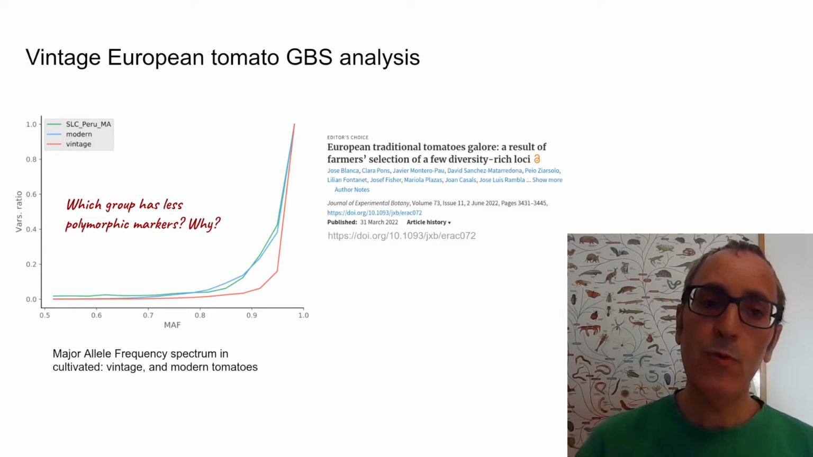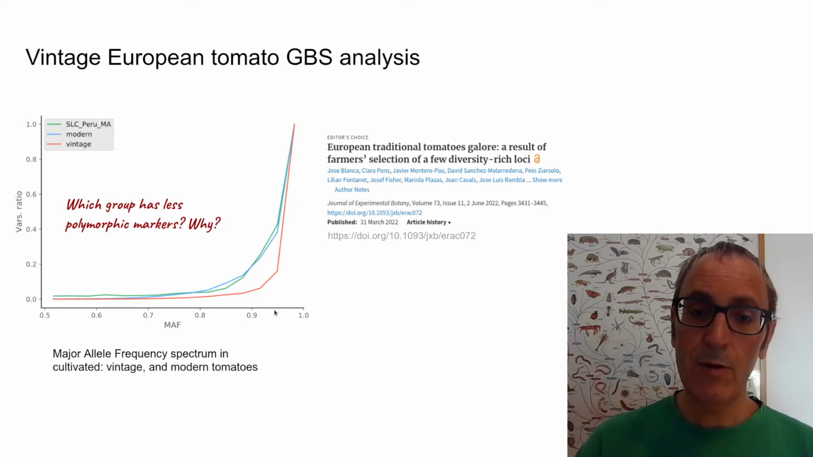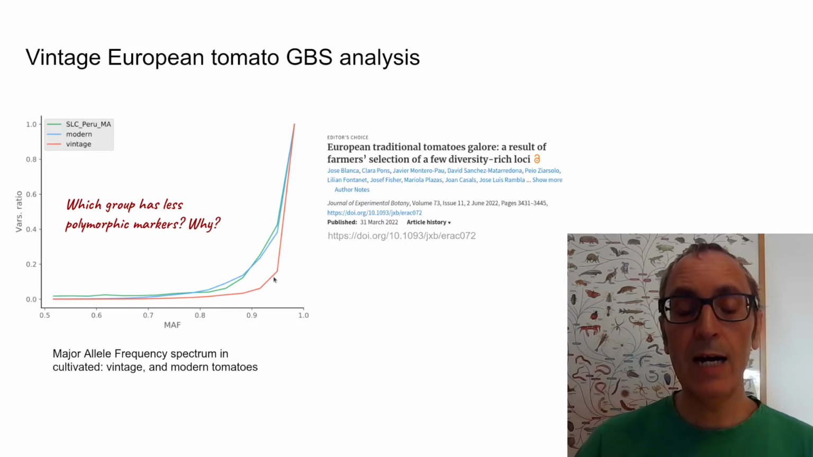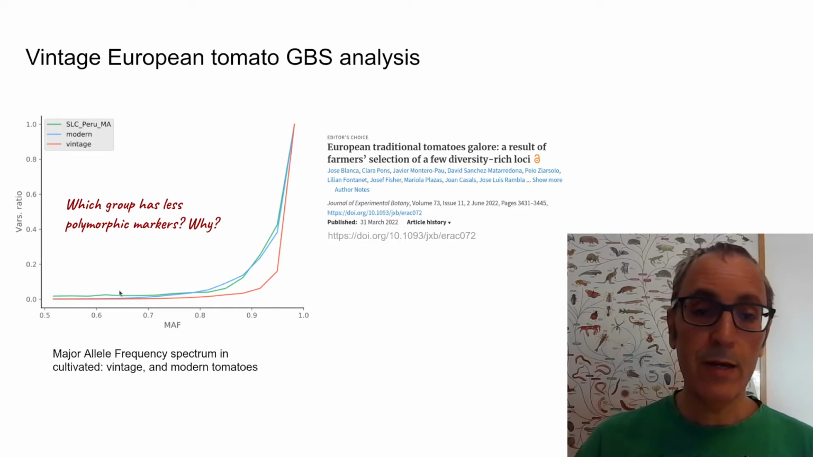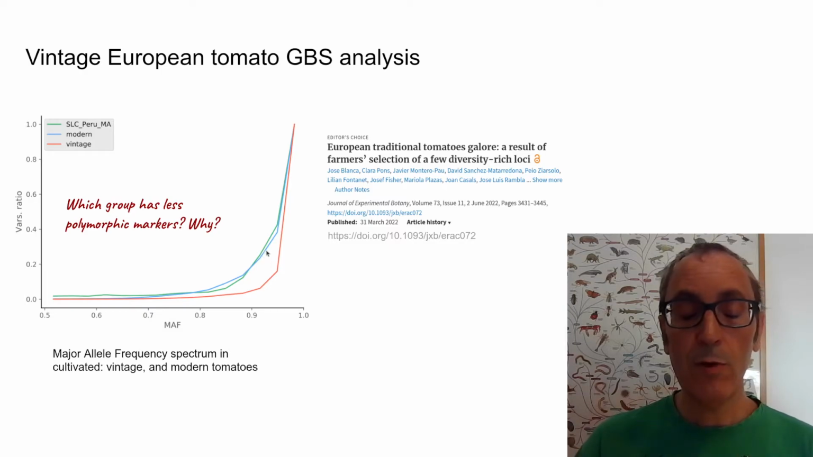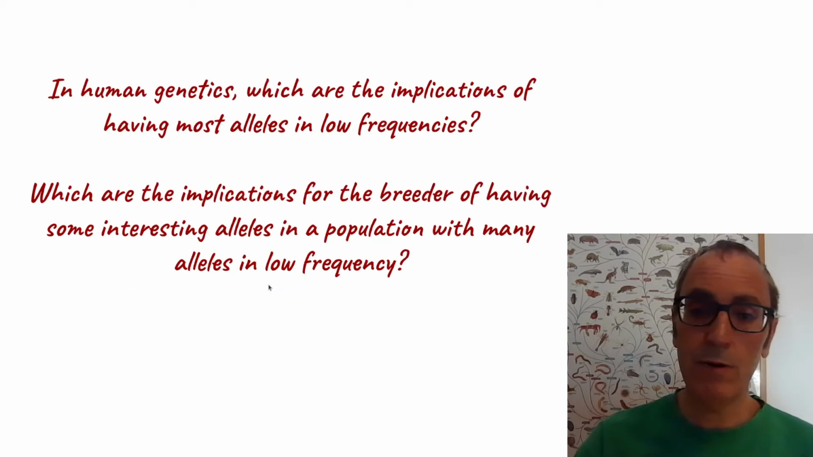Which one will have less polymorphic markers? Well, if we set the polymorphic markers as the markers that have a major allele frequency lower than 0.95, the population with more polymorphic markers would be the modern population, okay, not the vintage one.